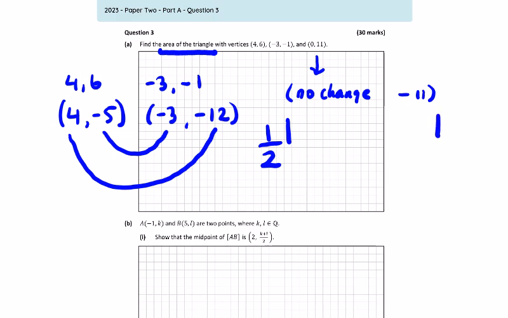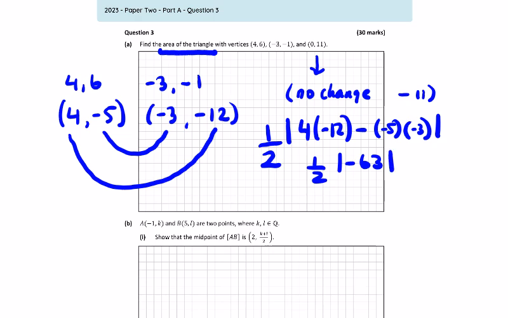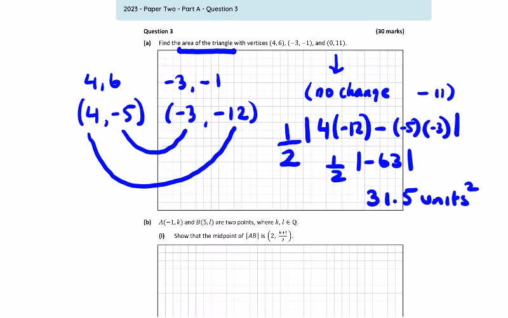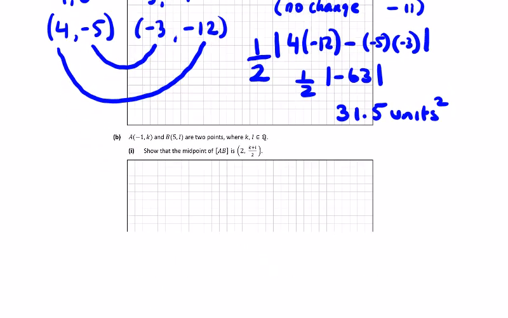So it's the loops: 4 by minus 12, minus sign in the middle, and the other loop is minus 5 and minus 3. So we're going to get half of minus 48 minus 15, half of the absolute value of minus 63, which is 31.5 units squared for the area in part 1.